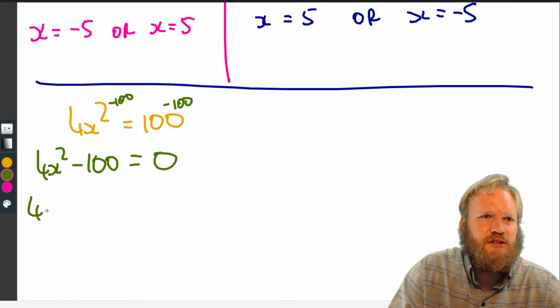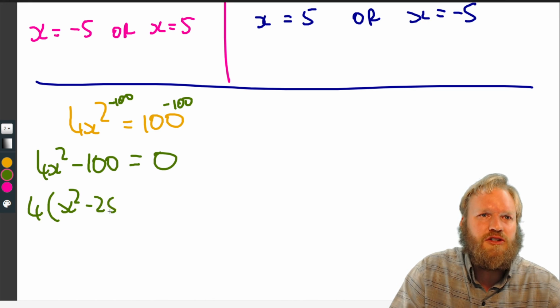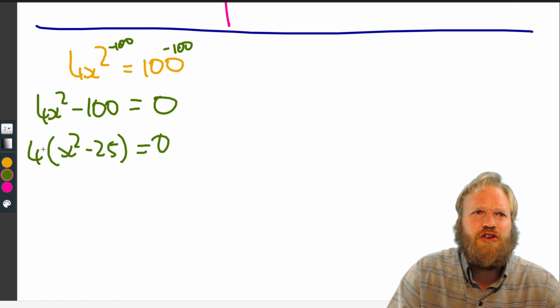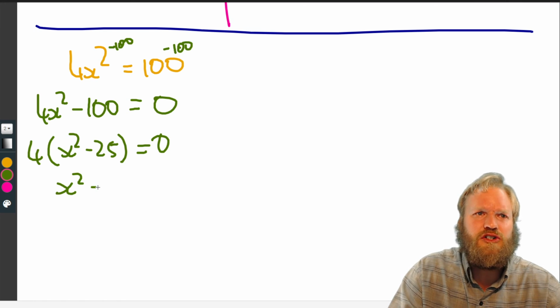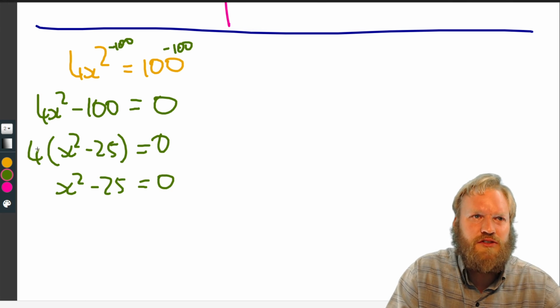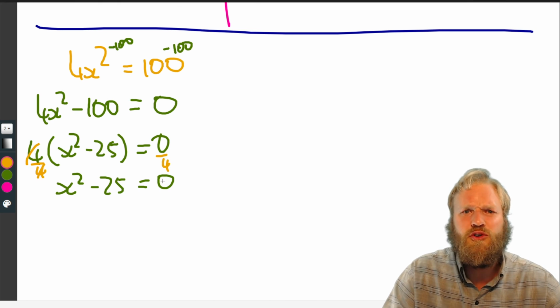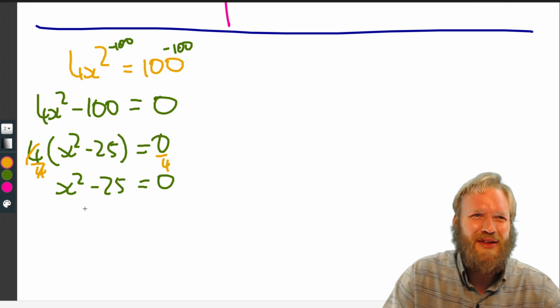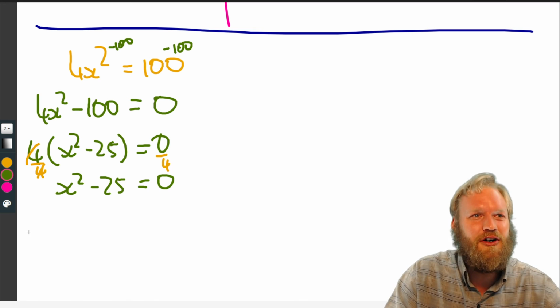Well, a 4 goes into here. 4(x² - 25) equals 0. This 4 is not actually doing too much. So actually our equation is x² - 25 equals 0, because we could have divided both sides by 4, right? So divide by 4, those cancel, divide by 4, well, 0 over 4 is 0. x² - 25 equals 0.